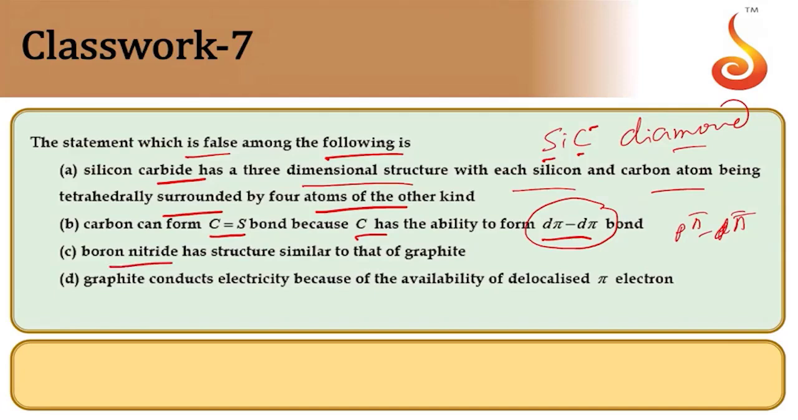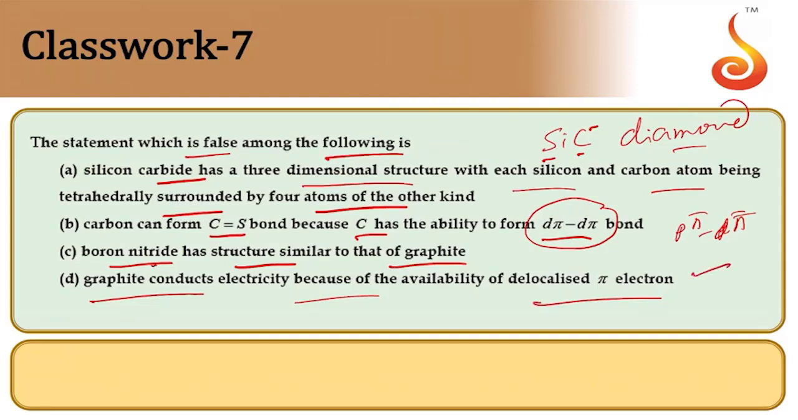Boron nitride structure is similar to that of graphite structure. Both are similar in nature, and graphite conducts electricity because of the availability of delocalized pi electrons. This is also a correct option. So graphite is a good conductor.